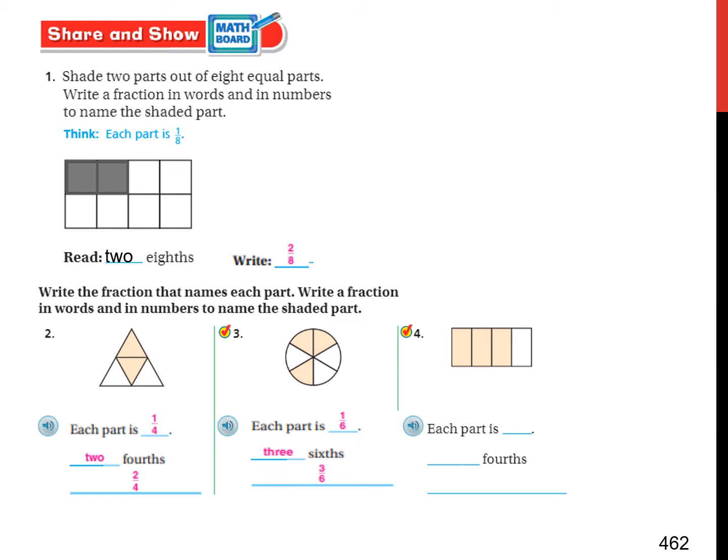Question 4. This rectangle is divided into 4 equal parts. Each part is 1 out of 4. The shaded parts are 3. 3 out of 4 are shaded. Again, each part is 1 out of 4. I have 3/4 shaded, or 3 out of 4.